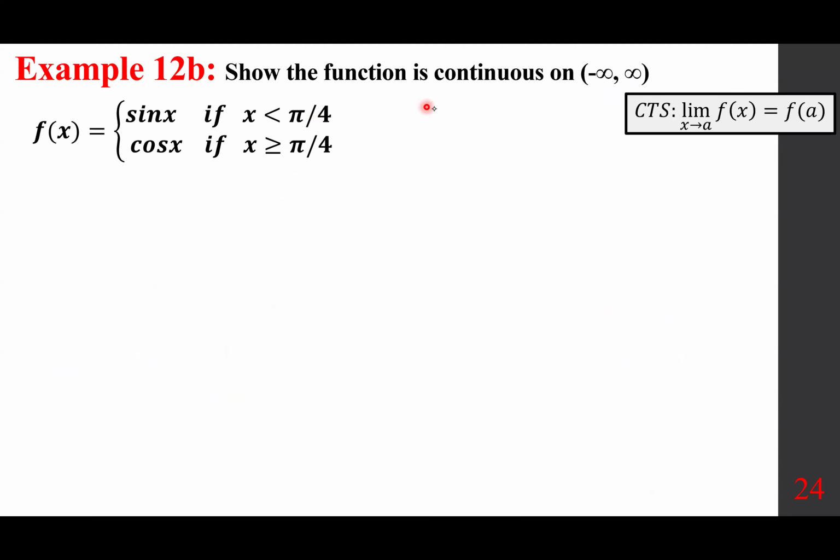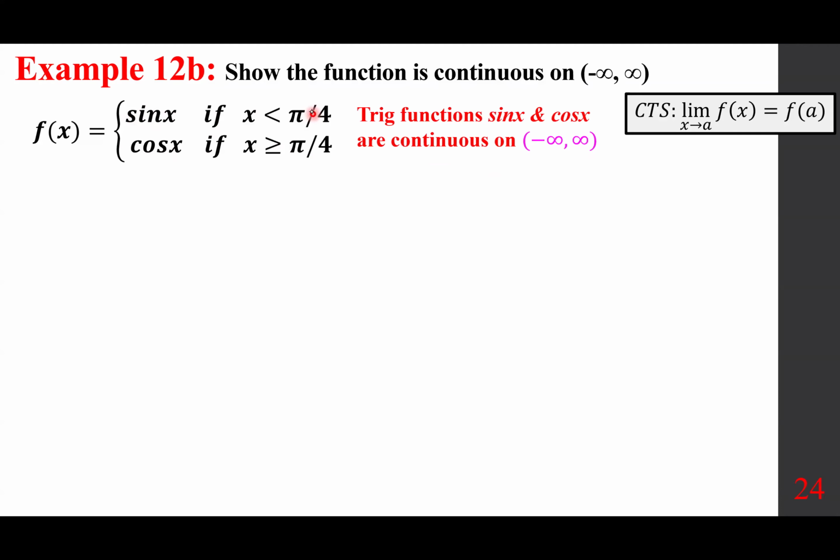Show that the function is continuous from negative to positive infinity. F of x is a piecewise defined function. Sine x if x is less than pi over 4, cosine x if it's larger than or equal to pi over 4. Reminding you that these are trigonometric functions, continuous from negative to positive infinity, each one. Therefore, this is continuous in its domain of negative infinity to pi over 4. This is continuous from pi over 4 to infinity.